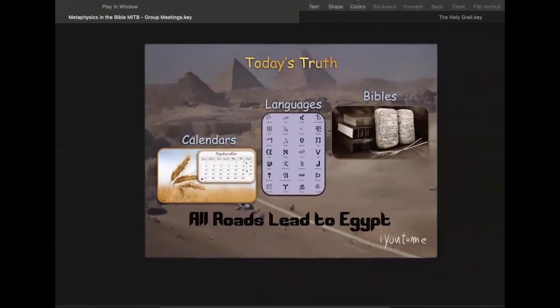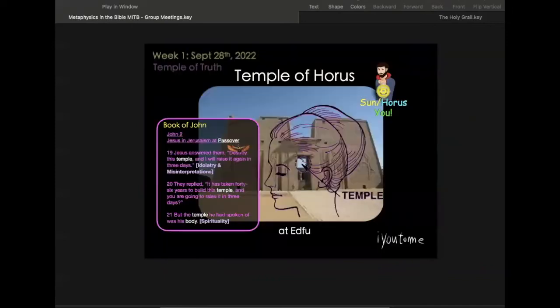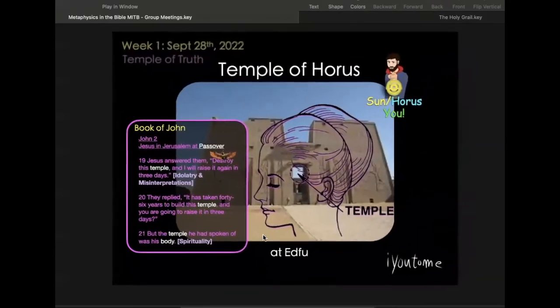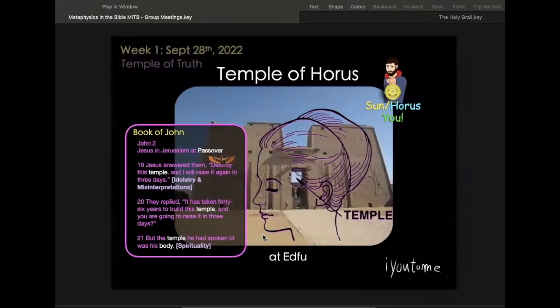So we showed you a simple but very important truth in language, in the Bible, and the calendar of the stars. All roads lead to Egypt. Remember, Egypt is the breadcrumbs left by our foremothers and forefathers to remember the ruling goddess, which is pure love. So we're just going to talk briefly. We're almost done here. The Temple of Horus in Edfu is about you.